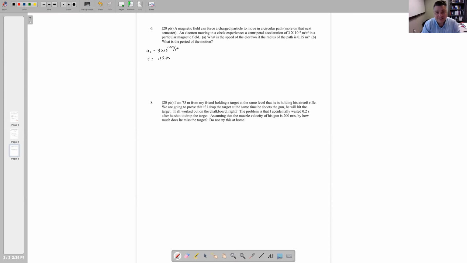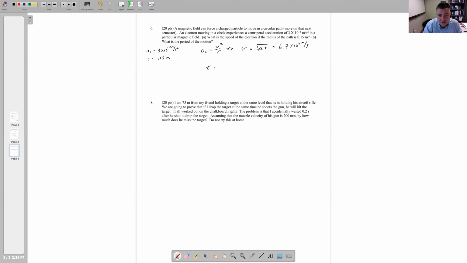So really, this was a bit of a give me. Centripetal acceleration is v squared over r. So that means v is going to be the square root of the centripetal acceleration multiplied by the radius. You were given the centripetal acceleration and the radius. So you get a speed of 6.7 times 10 to the 6 meters per second. Then you're asked about the period.